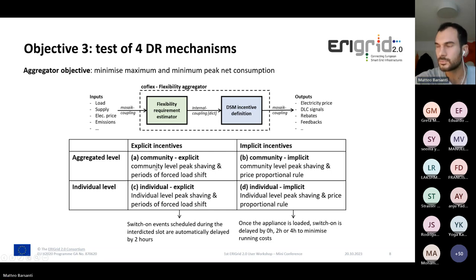So in practice, when we have, for instance, scenario A, it means that the flexibility requirement estimator assesses the flexibility needed at the level of the entire group of consumers or the entire grid, and then sends signals for periods of forced load shift. On the demand side, these signals are received and automatically delay the run of an appliance by 2 hours. While in the case of the implicit, it's similar, but the user is meant to optimize and choose the optimal shift according to these signals in order to minimize running cost.